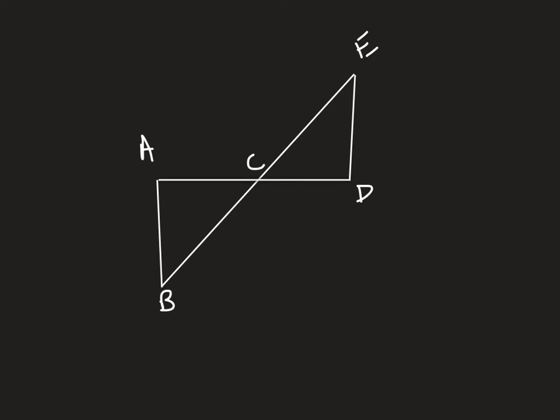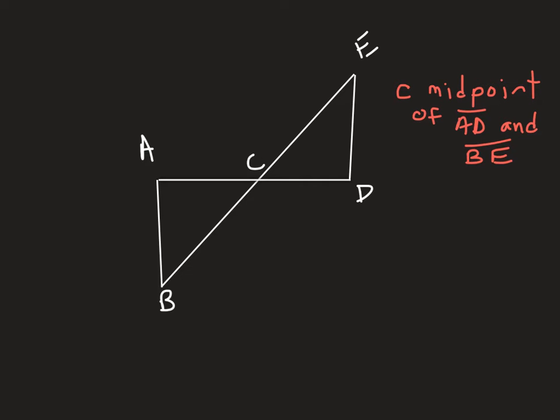Okay, so in this problem 7, we're going to do a proof. They tell us C is the midpoint of both AD and BE. What does that mean for our picture?